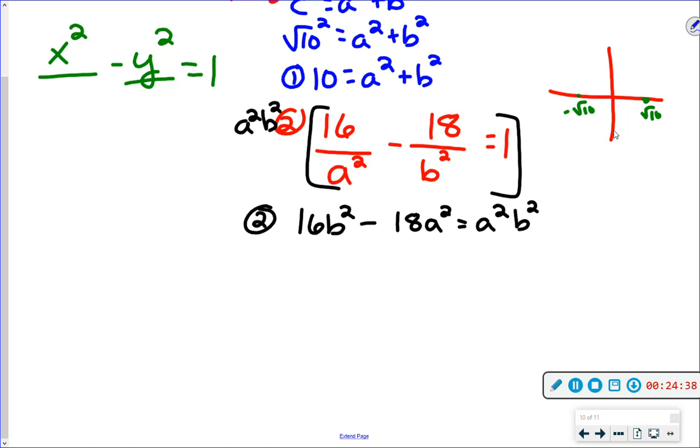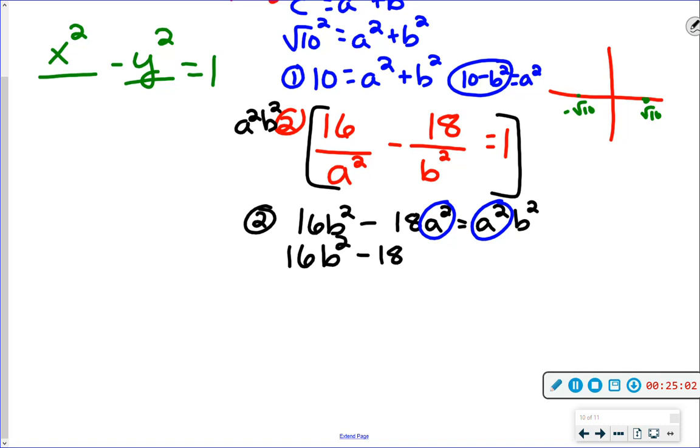Just to keep us on the same thing, I solved it for a squared because I was like, okay, I can subtract b squared off. Super easy. So I'm like, okay, 10 minus b squared. And I'm going to substitute this in for my a squared. Oh, both of them. Fun. So fun. It's like a puzzle. Okay. Oh, a squared, let's put in our 10 minus b squared. A squared again, I'm putting in my 10 minus b squared.